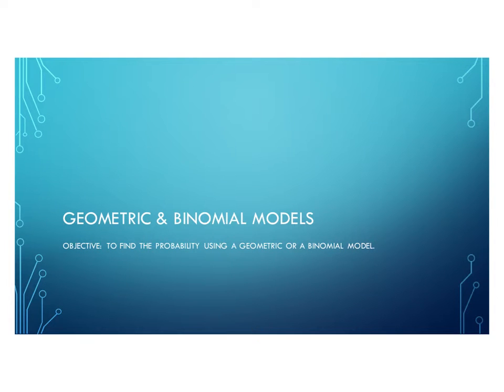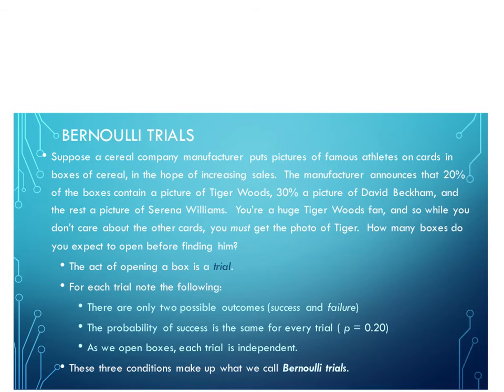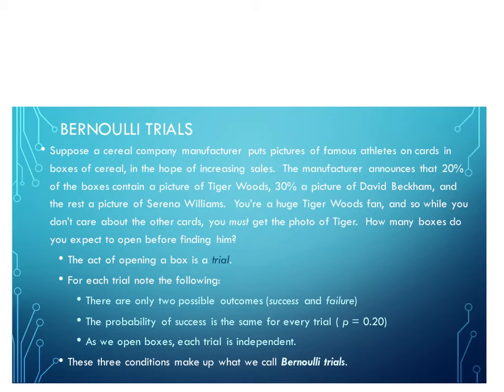Today you're going to find the probability using a geometric or a binomial model. So when we determine if we have primarily a binomial model, we do this thing called Bernoulli trials. And essentially, we're going to follow BINS.